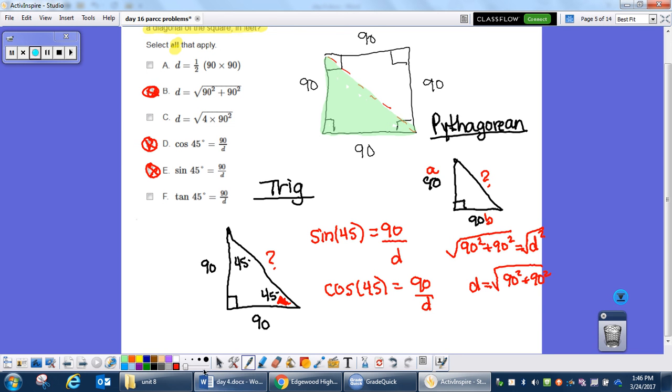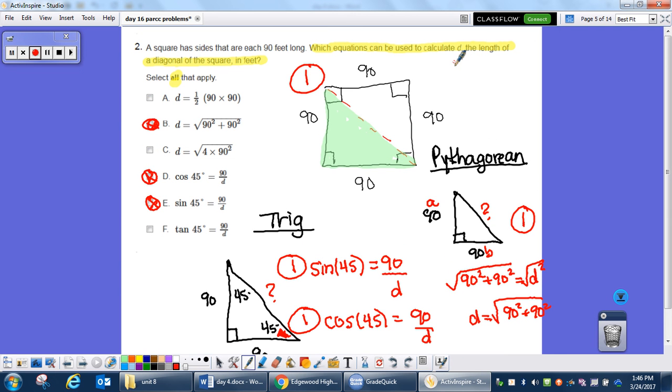So in order to get the full points for number 1, I will need to see your sketch. I need to see both the sine and the cosine work, so a sketch for that, and then a sketch for Pythagorean theorem. So this problem is worth 4 points on the Miss Bailey scale. Okay?